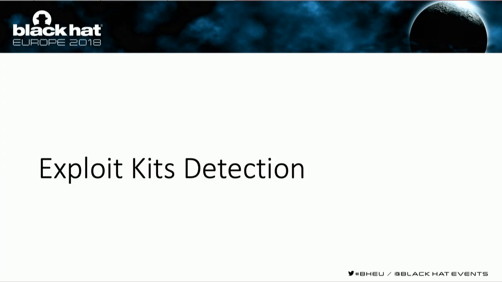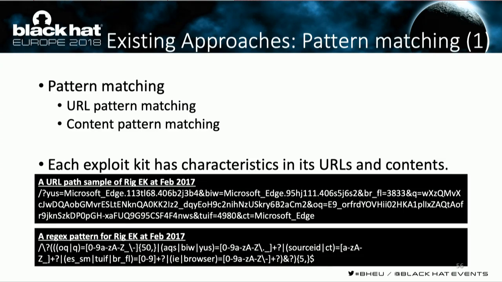Okay, from now on, we will introduce our exploit kits detection method with deep neural networks. Firstly, we will introduce some existing approaches to detect exploit kits. One of the most popular methods is pattern matching. For example, URL pattern matching and content pattern matching.